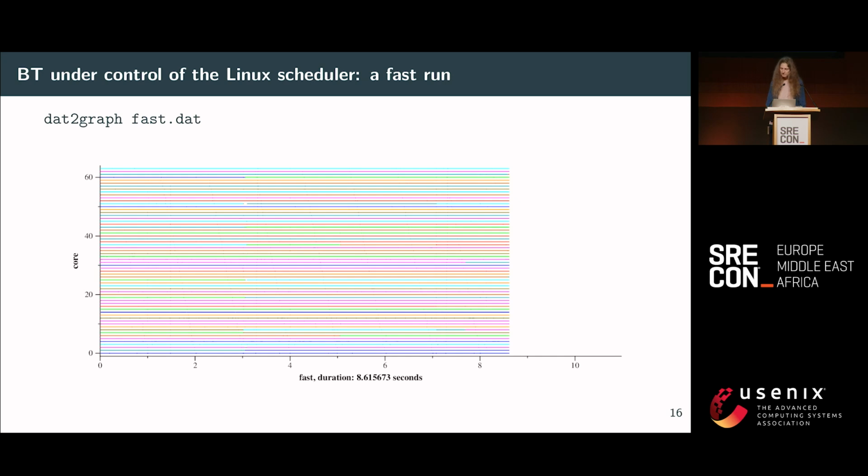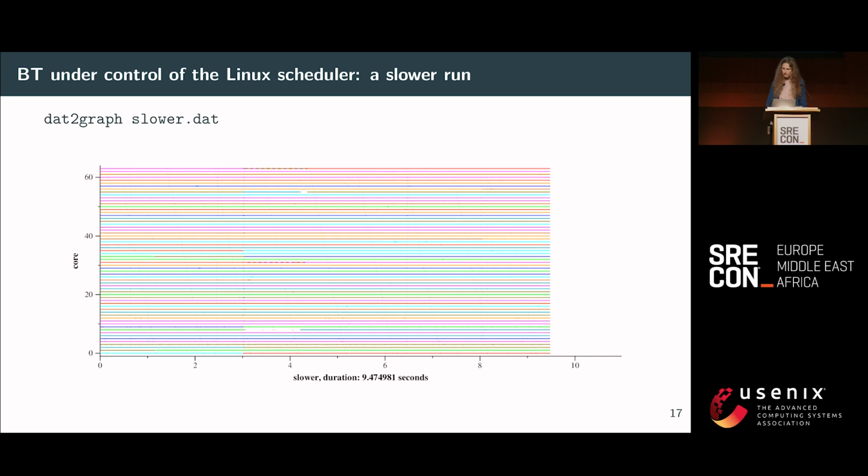So now we can look at our tools to try to get a feel for what's going on. This is a fast run. We have the core numbers on the left-hand side, so it goes from 0 to 64. This is a 2-socket machine with 32 cores, basically 32 hardware threads on each socket. And on the x-axis, we have the time. And you can see this run takes about 8.5 seconds. So we have another run here.